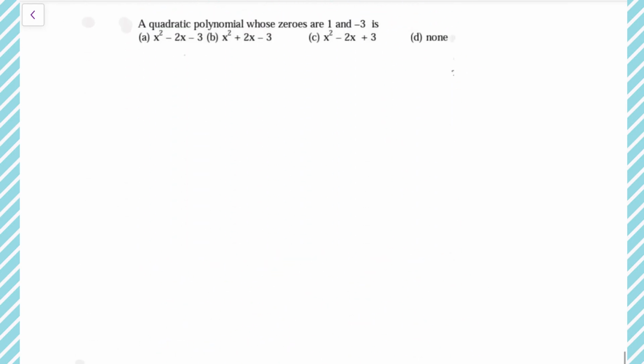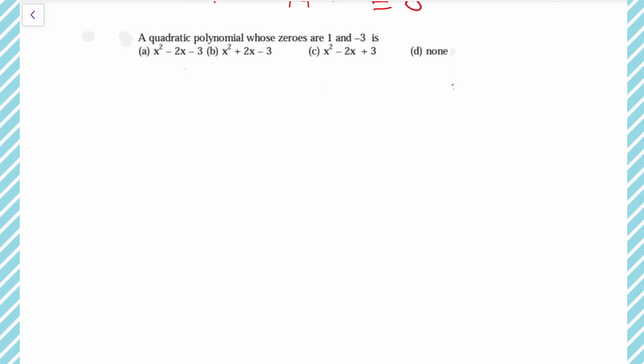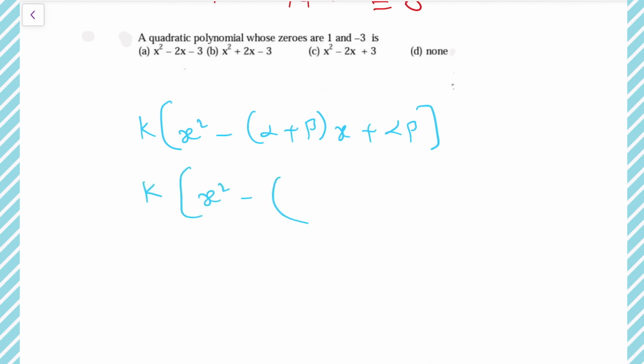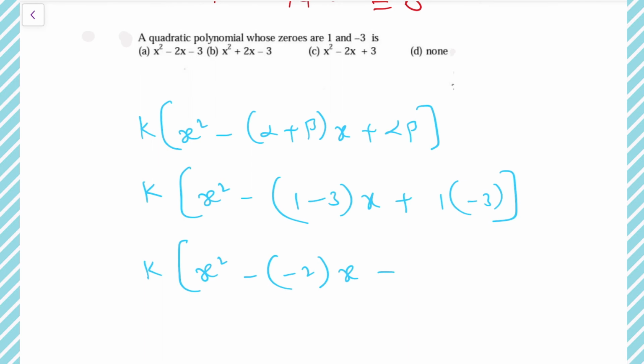Next, a quadratic polynomial whose zeros are 1 and minus 3. So zeros are given. The formula is k into x square minus alpha plus beta into x plus alpha beta. K into x square as it is, minus alpha is 1 and beta is minus 3 into x, plus alpha is 1 into beta is minus 3. So we will get k times x square minus (1 minus 3, that is minus 2) into x plus 1 into minus 3, it is minus 3.